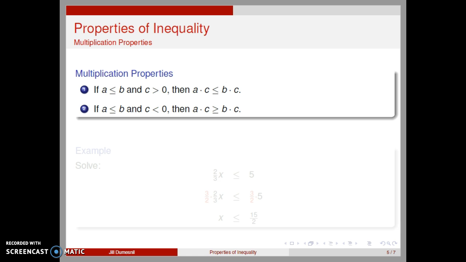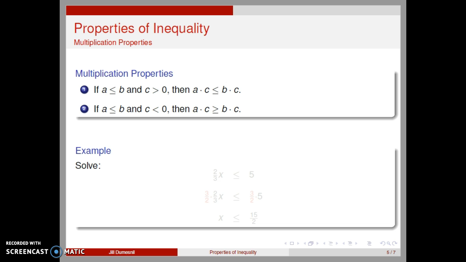But if A is less than or equal to B and C is negative, then AC is greater than or equal to BC. So when we multiply both sides of an inequality by a negative quantity, the inequality sign reverses.